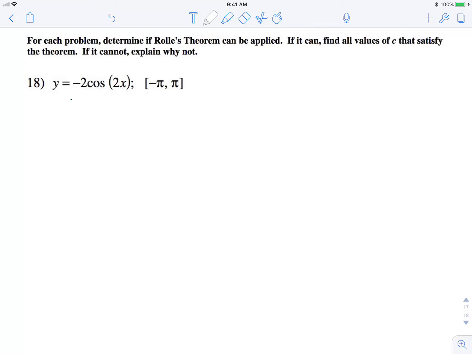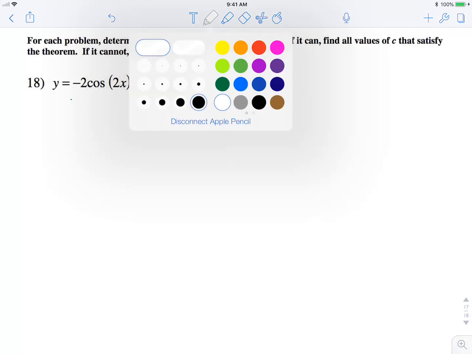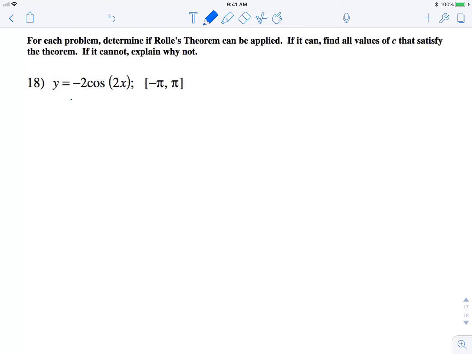So for the problem below, we want to determine if Rolle's theorem can be applied, and if it can, find the C values that satisfy it. If it cannot, explain why.